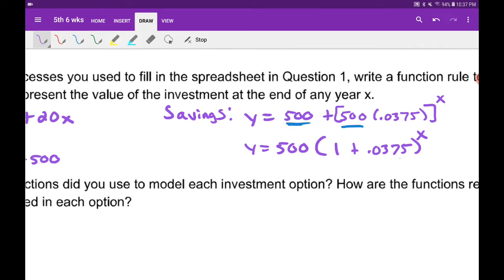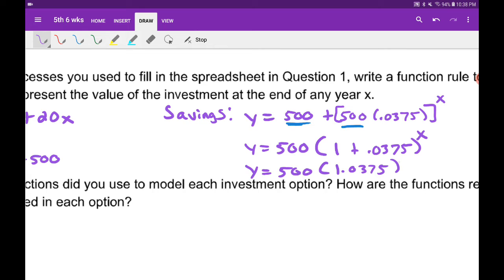Now, 1 plus 0.0375, that's just a decimal. It's kind of like a mixed number being added to it. So I can actually condense this a little more, and then we're going to get 1.0375. And if you don't believe me, add 1 plus 0.0375. The calculator's going to give you 1.0375.